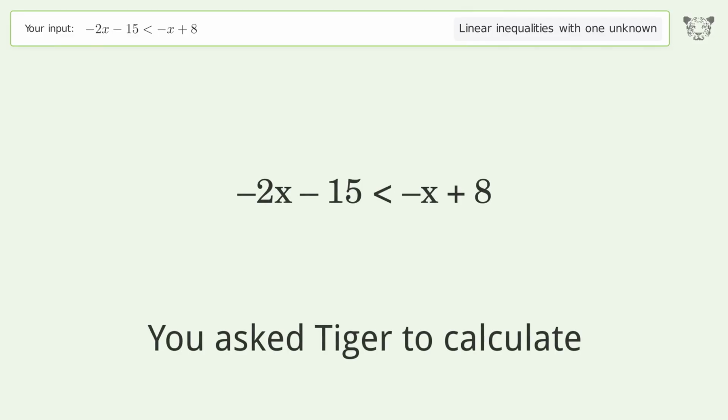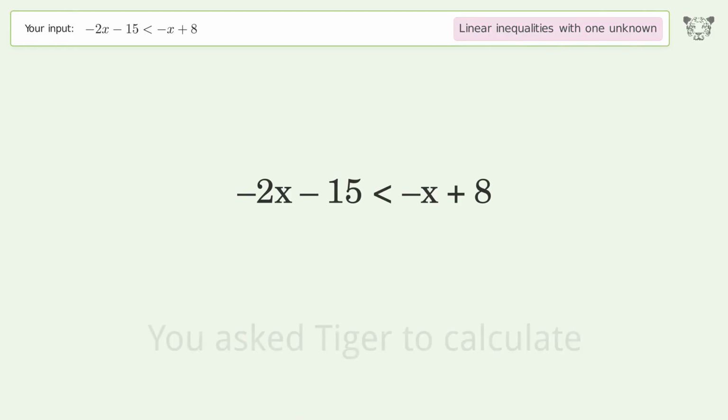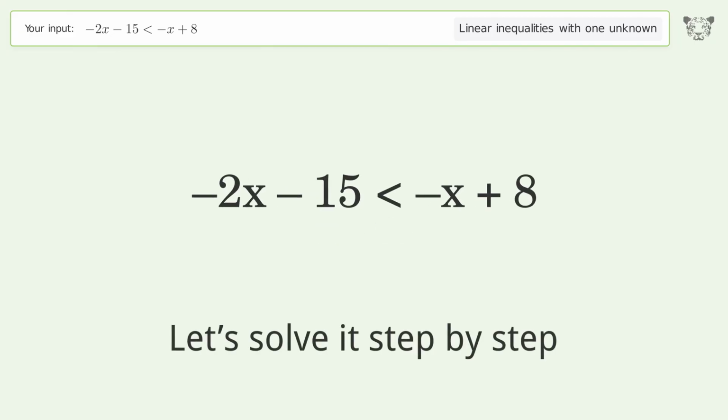You ask Tiger to calculate. This deals with linear inequalities with one unknown. The final result is x greater than -23. Let's solve it step by step.